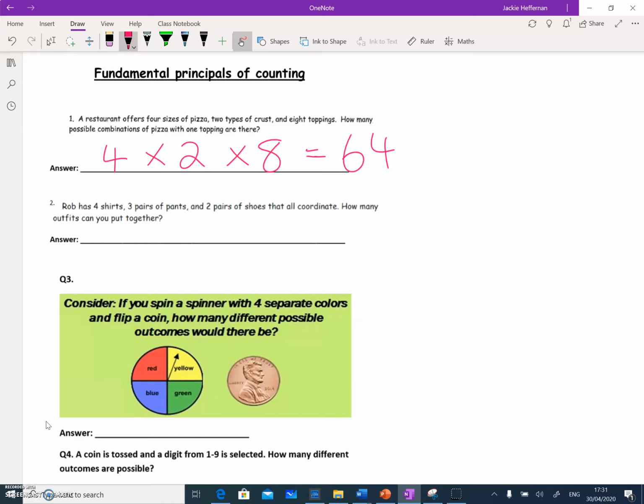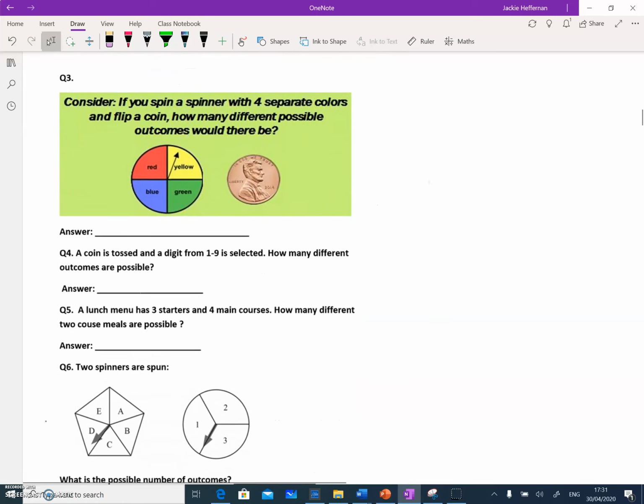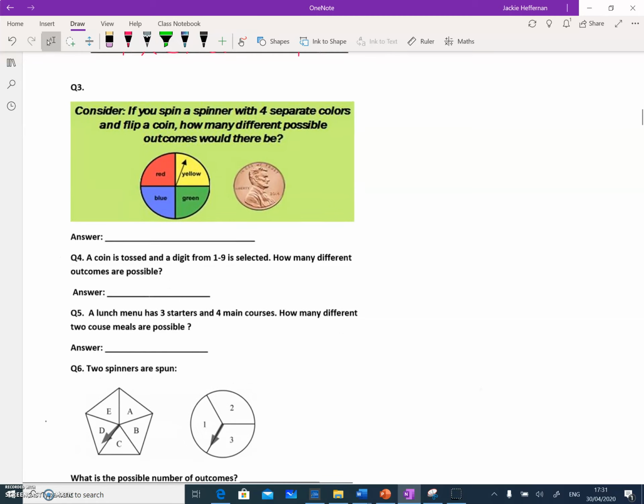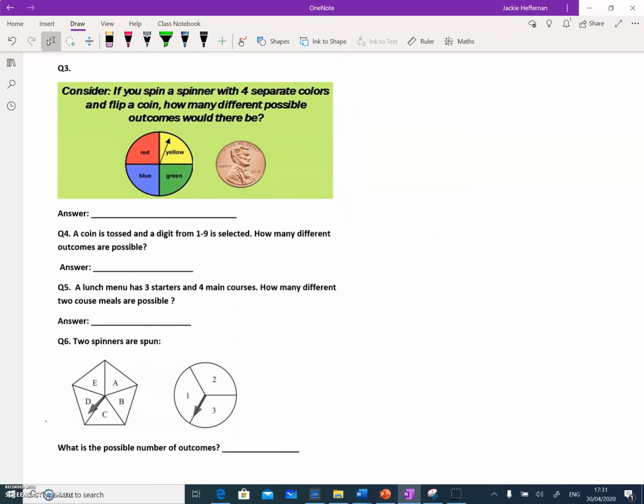Okay, question 2. Rob has 4 shirts, 3 pairs of pants, and 2 pairs of shoes, all that coordinate. How many outfits can you put together? So this one is just going to be 4 multiplied by 3 multiplied by 2, which is 24 outfits. Okay, pause here and try these questions yourself.